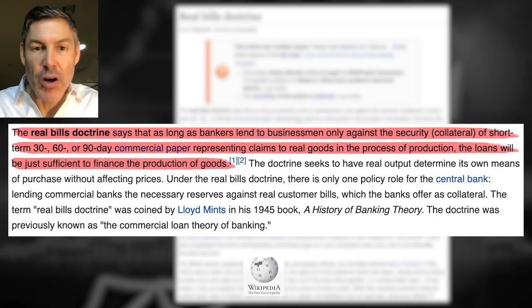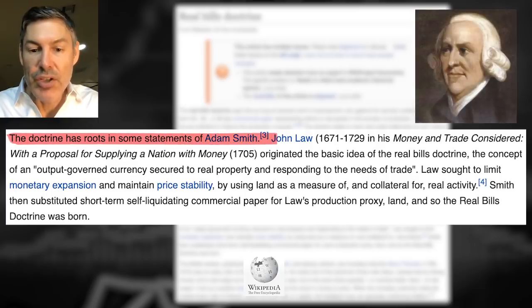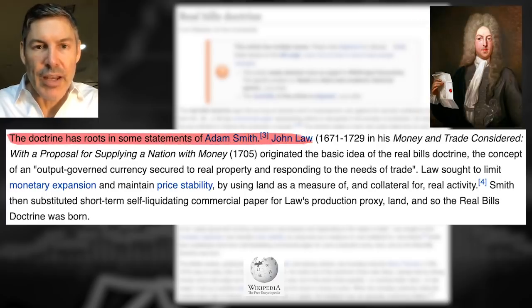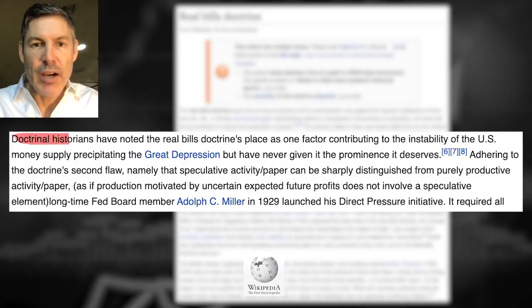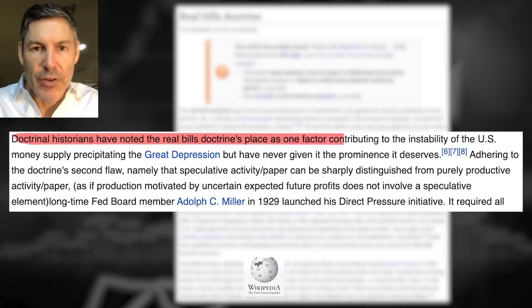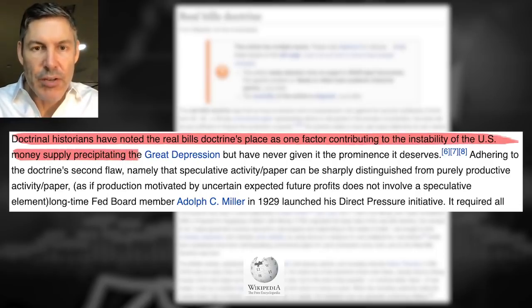The Wikipedia article also points out that the doctrine has roots with individuals like Adam Smith and John Law. Law's economic objectives were exactly what we were just referring to. He sought to limit monetary expansion and maintain price stability. But many of the historians and economists today point to this real bills doctrine or idea as one of the main contributors to the Great Depression.